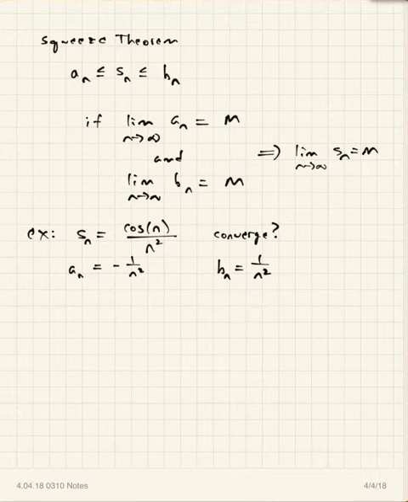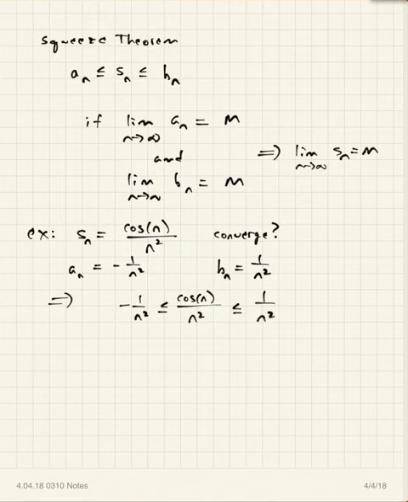So you see that cosine of n is always trapped between negative 1 and 1. So notice what has to be true here is that cosine of n over n squared has got to be trapped between negative 1 over n squared and positive 1 over n squared. Because cosine of n is trapped between negative 1 and 1, this expression's got to be trapped between those two.